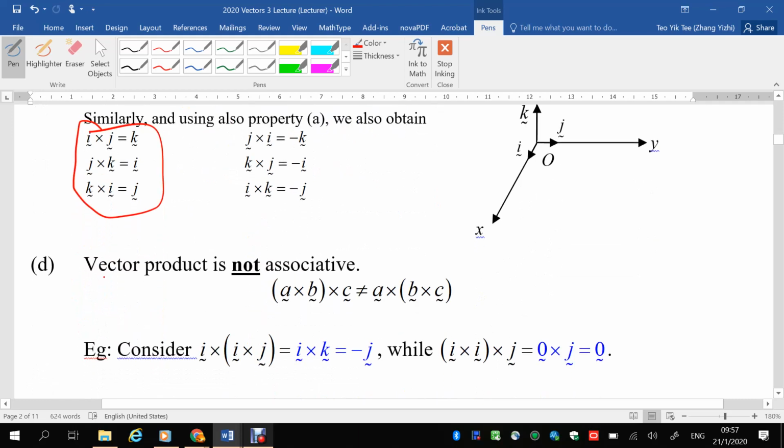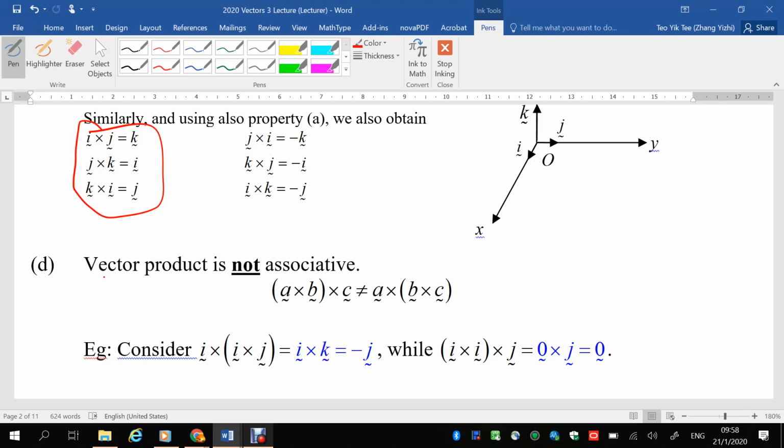Okay? And then this one can be confusing, because when I activate this associative law, it is true for dot product, but it is not true for cross product. So I cannot say that i cross j is equal to i cross i cross with i cross j. No such thing. It's no longer associative.